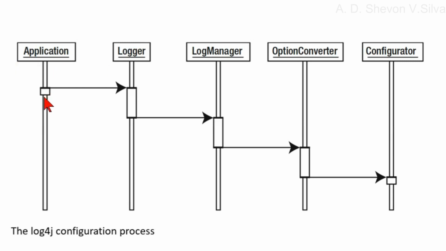Here the application is connected to the logger, then the logger is connected to the log manager. Here the log manager is connected to the option converter, then the option converter is connected to the configurator.